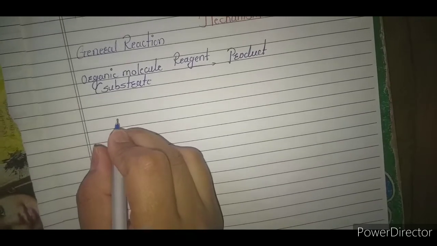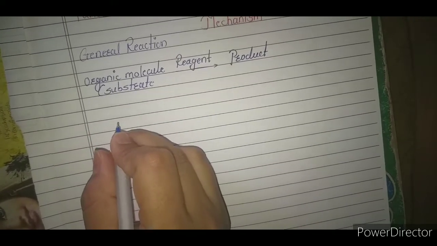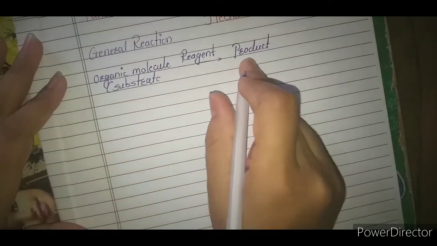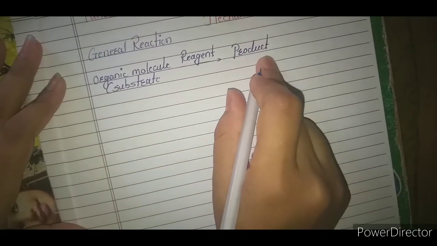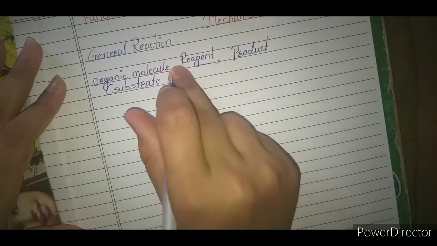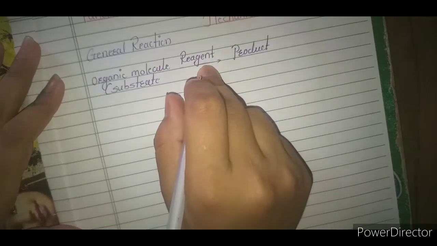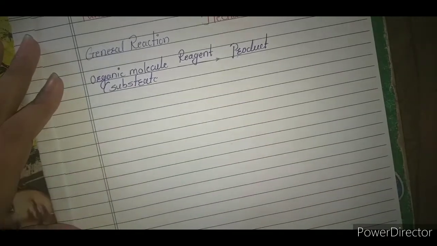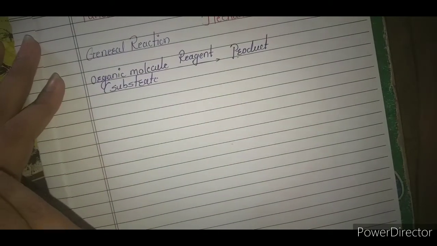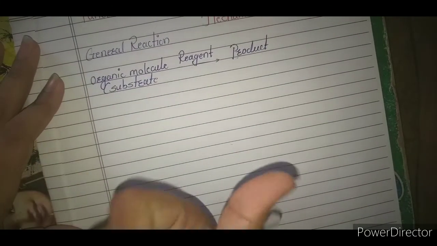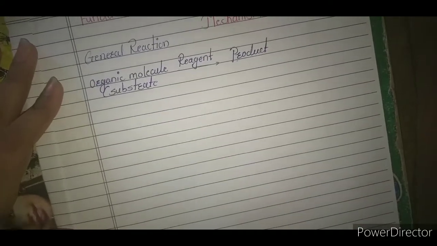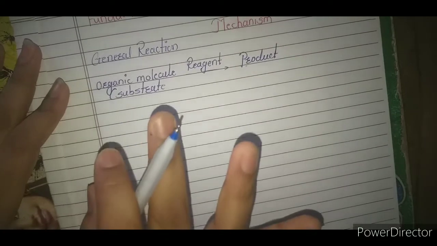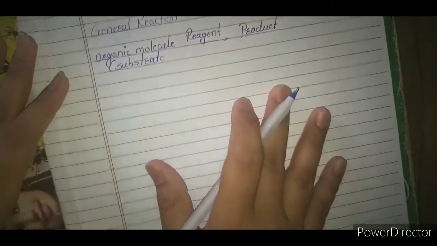So in an organic reaction, what happens? The organic molecule reacts with an attacking reagent, also called a reagent. It leads to the formation of some intermediate and finally forms the product. The reaction mechanism helps to understand the reactivity of organic compounds.